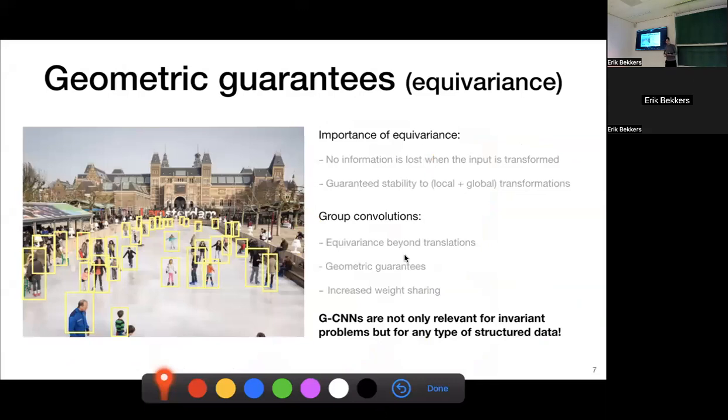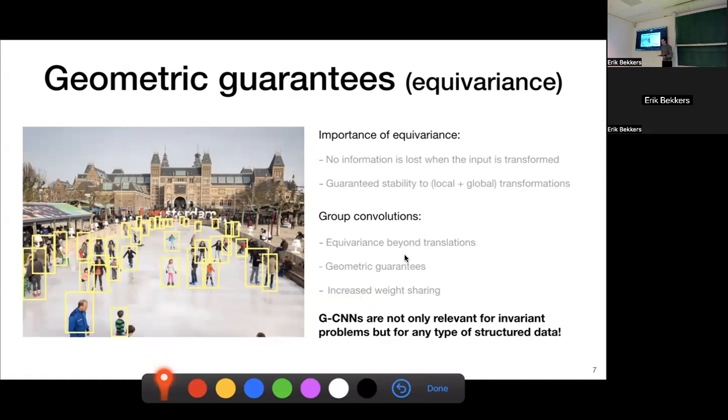So in summary, the importance of equivariance is that no information gets lost when the input is transformed. And this actually guarantees stability to both local and global transformations. And what's actually most important is that we now have a notion of weight sharing, not just over translation, but also over rotations. And this is a very powerful thing because you can really focus on core patterns. For example, in computer vision, you can think of core features like edges or corners appearing all over the image at different locations, but also different orientations and different scales. So ideally, we want to do weight sharing over all these kinds of transformations and variations of these patterns. And that's something that we can guarantee with group equivariant neural networks.